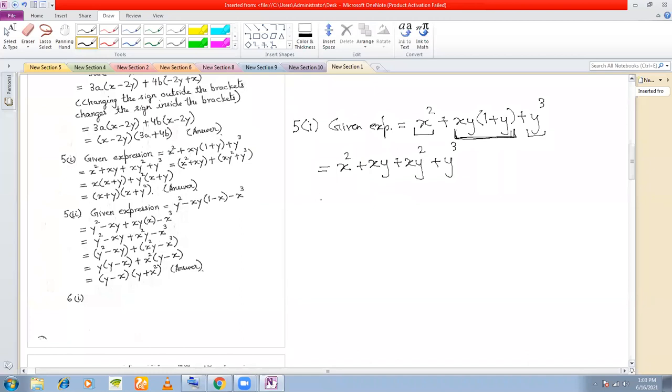Now we'll group them 2 at a time. First and the second. From the first and the second, the HCF of x square and x is x. Open. Now from x square, you're taking out x. x square divided by x is simply x. Plus from xy, you're taking out x. So xy divided by x is y.